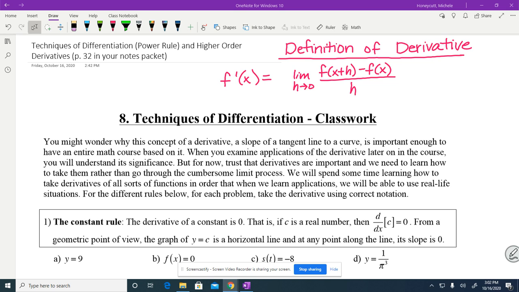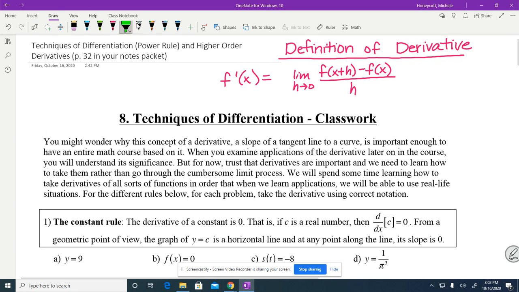Hi guys, today we're going to be taking more derivatives. In fact, we are going to be taking derivatives for a very long time. If you're wondering why a derivative is important enough for an entire math course to be based upon it, we're going to be taking derivatives pretty much the rest of the year. Just know that later on we're going to examine applications of the derivative. But for now, just trust that derivatives are important and we need to learn how to take them so that we can apply them later.